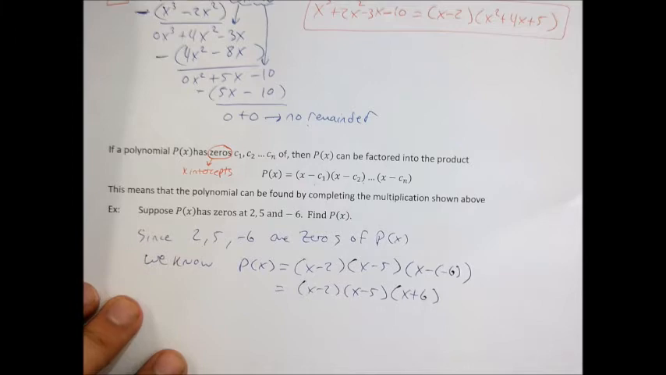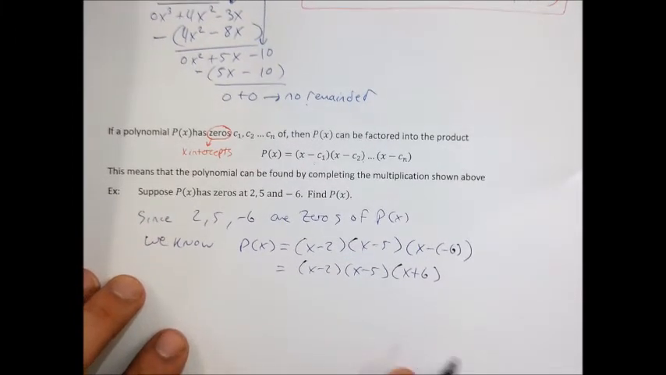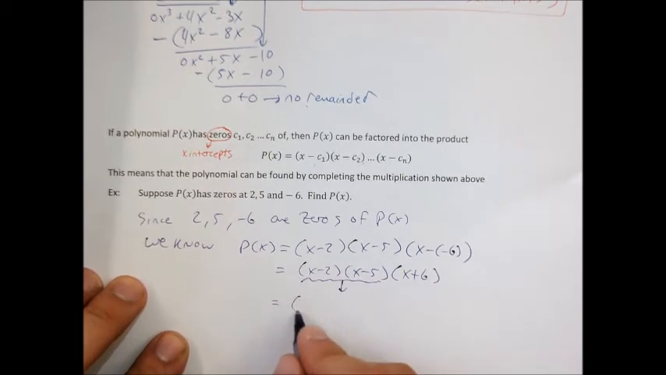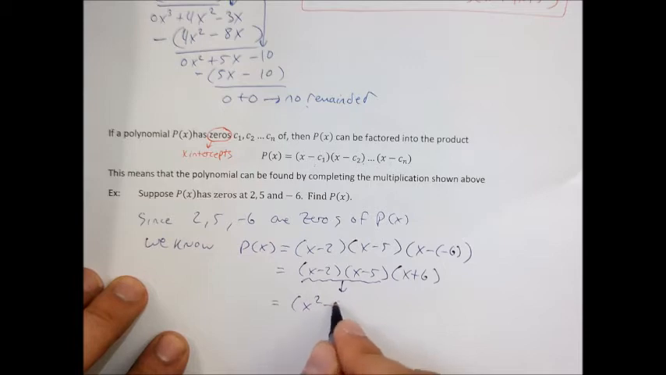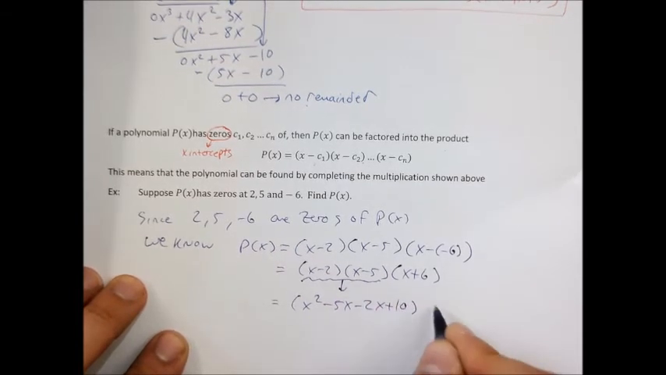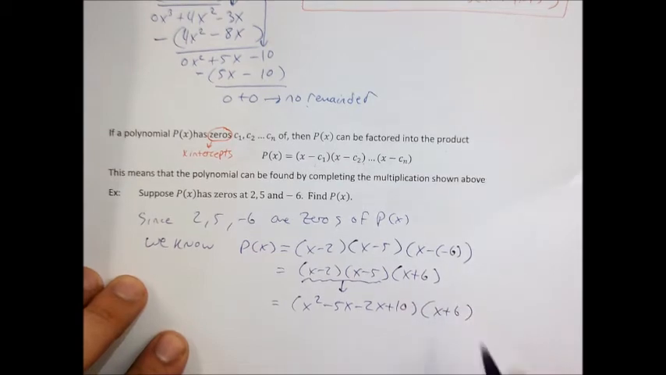And then I'm just going to start combining these things. I'm going to start distributing. So I'm going to distribute the minus 2 and the minus 5 first. So when I FOIL those out, you get x squared minus 5x minus 2x plus 10 times x plus 6.